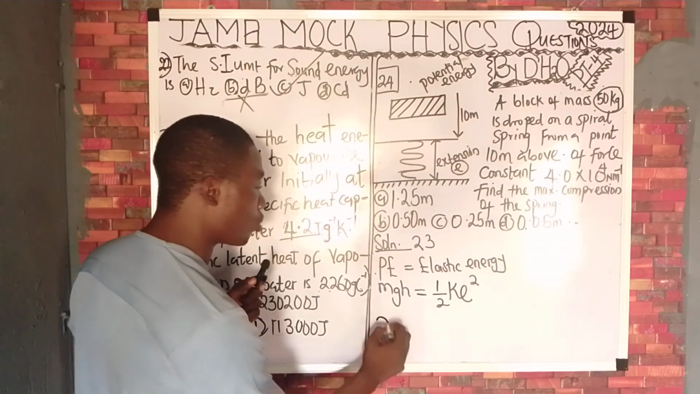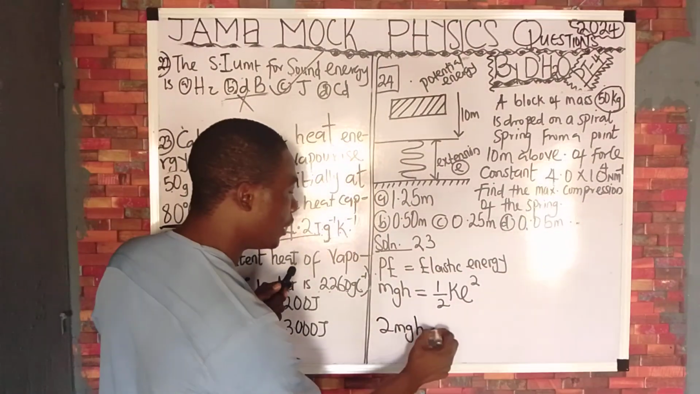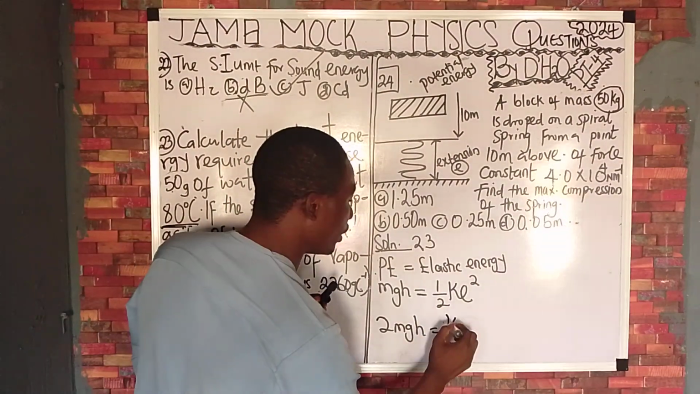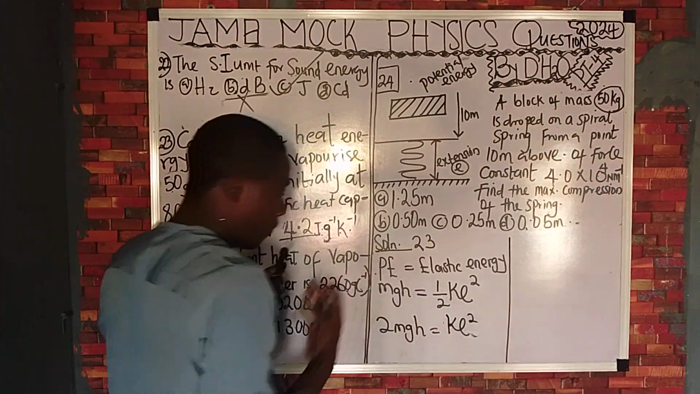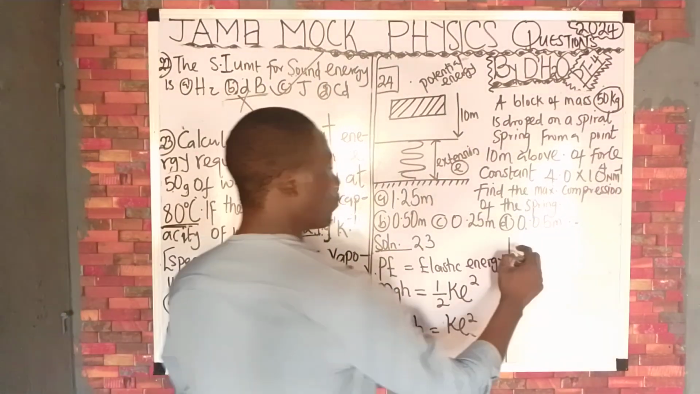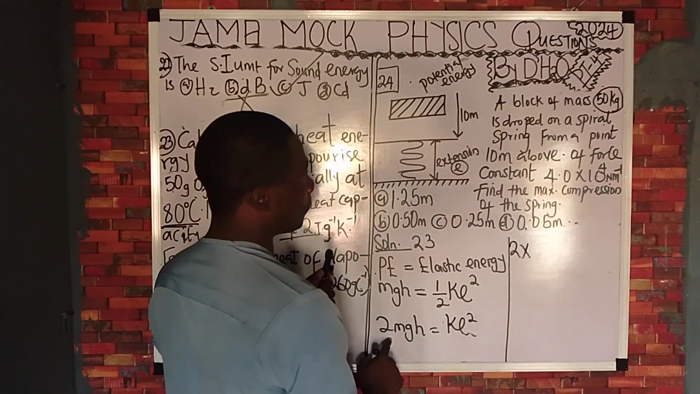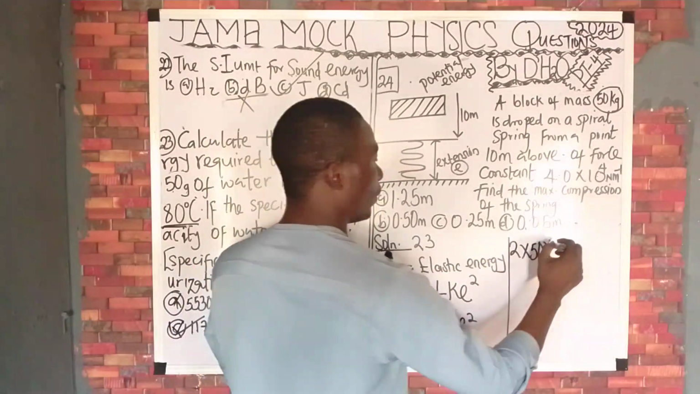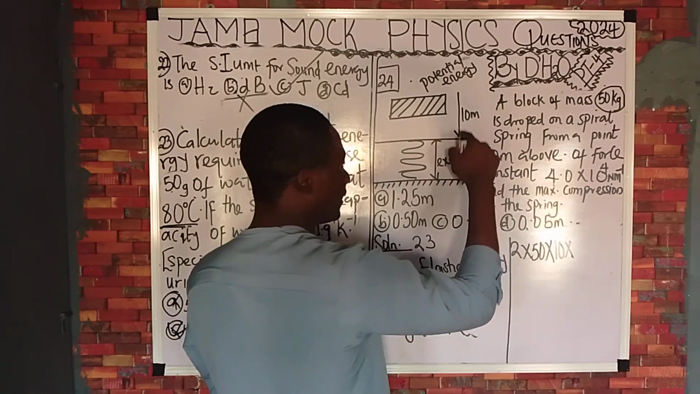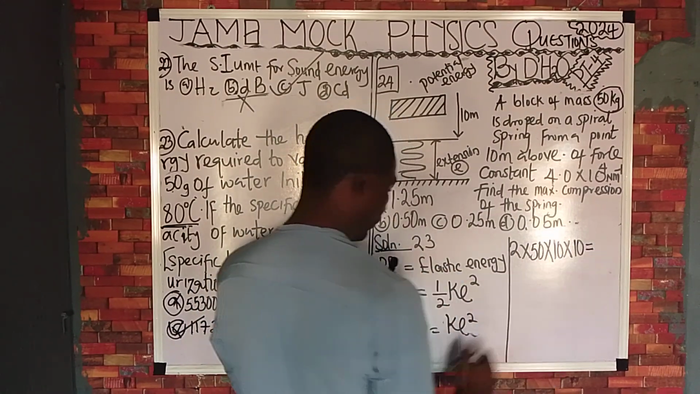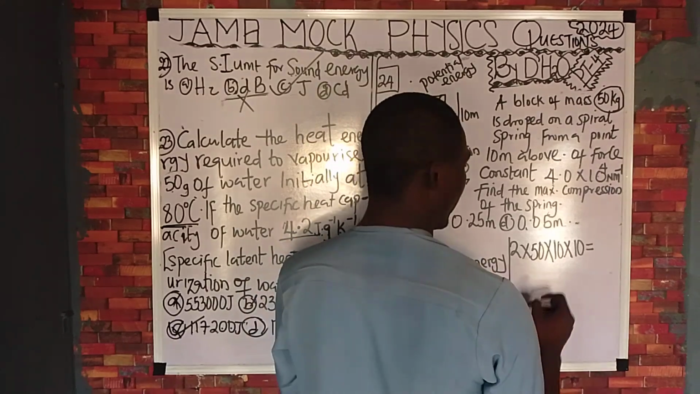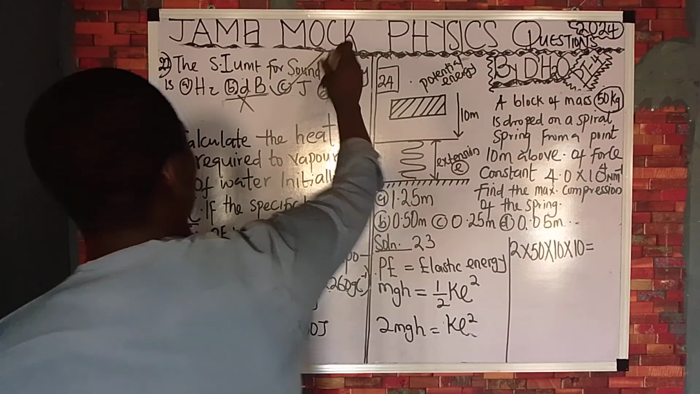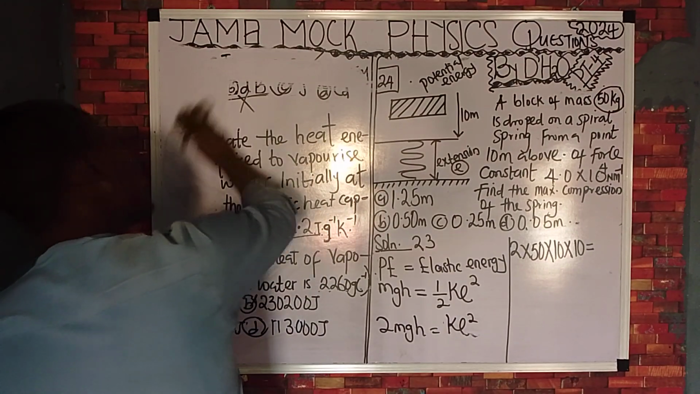If I cross multiply, I'm going to get 2mgh is equal to ke square. So what do we do now? Very easy. We are looking for the extension. We have 2 times the mass. The mass is 50 grams. So you have 50 times gravity, which is always 10, times height. The height here is 10, equals ke square. Since we have set this up, let's create a space for ourselves so we can solve it.